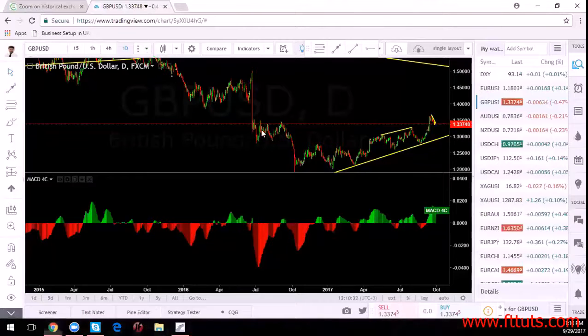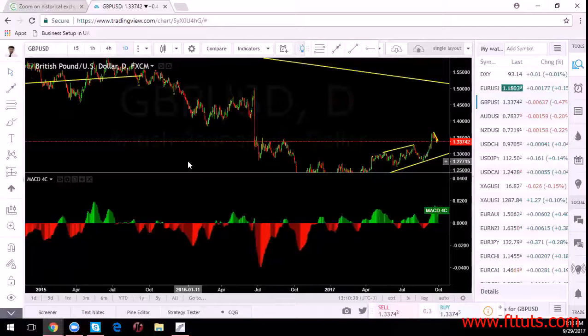What if you don't get the crossover? Well, that impulse hasn't completed itself. Look at this pullback. You get a pullback there. Oh, one second.